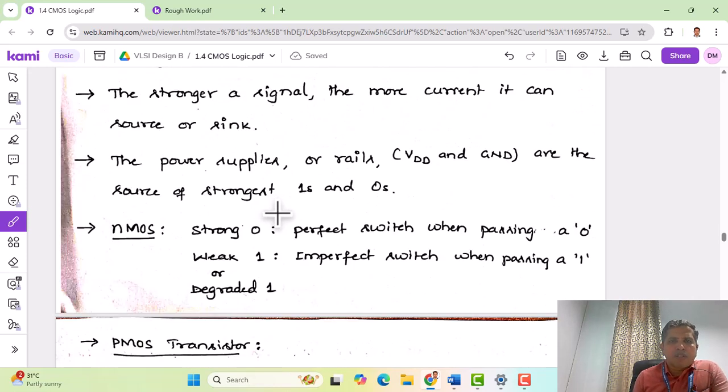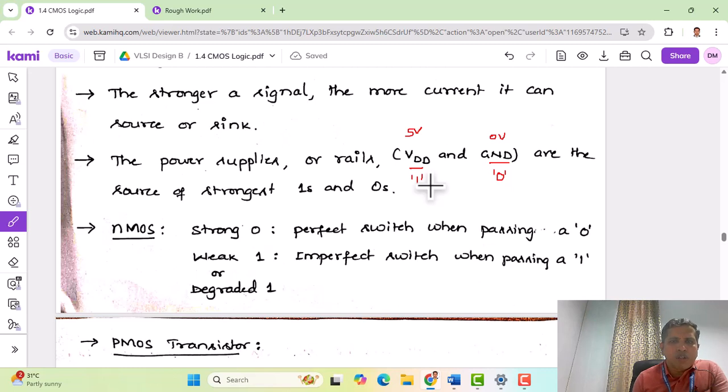The power supplies, normally VDD or ground, which we call rails, are the source of the strongest 1s and 0s. Generally we interpret VDD as logic 1 and ground as logic 0. So we expect the strongest 1 and strongest 0, provided VDD is typically 5 volts and ground is 0 volts. Then we say it is the strongest 1 and the strongest 0.